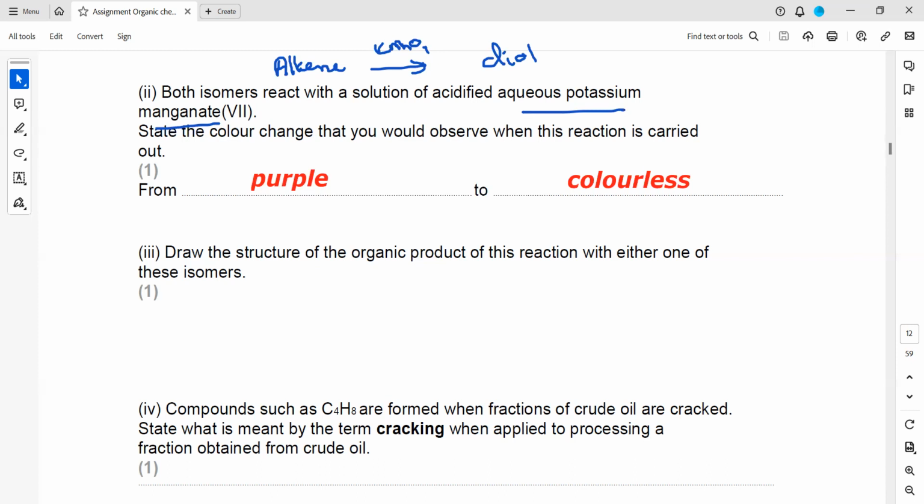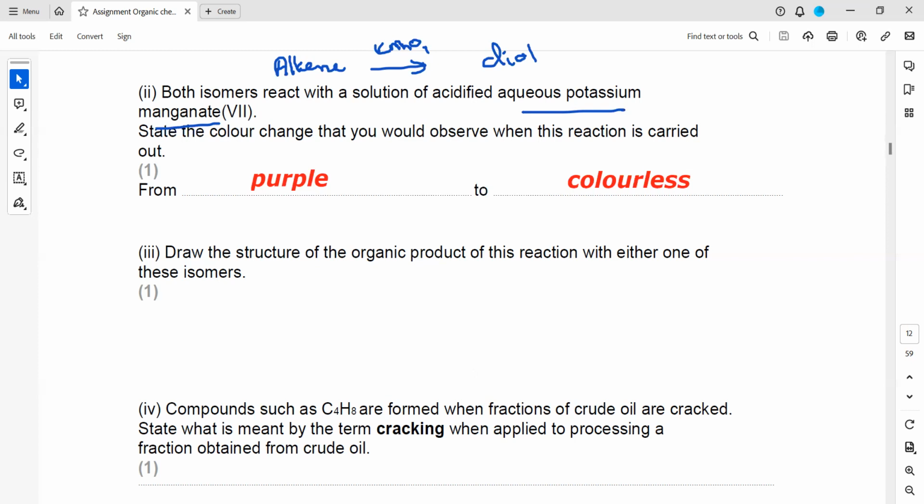How do you know the color change? I have already shared it with you. You have to learn the color change for acidified potassium manganate. It's from purple to colorless. I have shared this already. So it will become a diol.